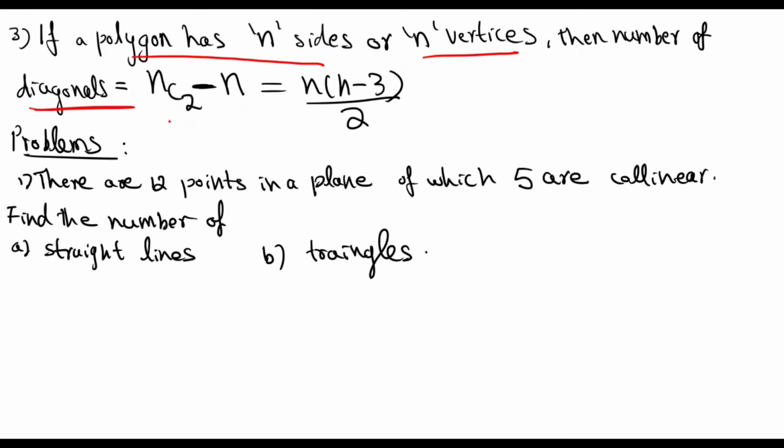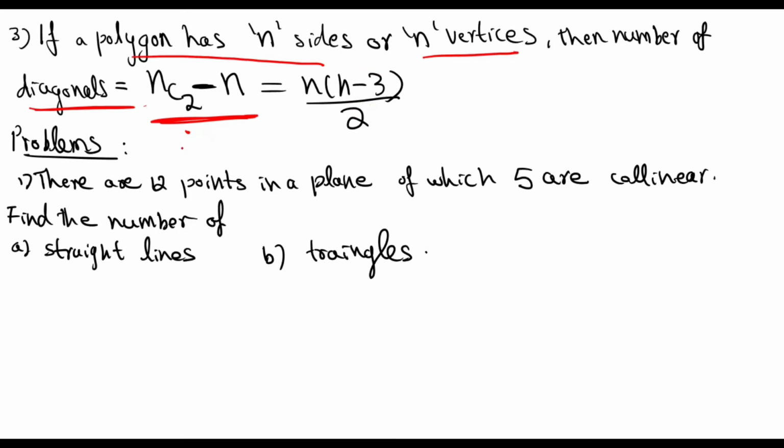For a diagonal we need at least 2 points, right? So the number of diagonals is equal to NC2 minus n, or you can write it as n into n minus 3 by 2. You can use any one of the formulas. If n sides are given and the question is to find the number of diagonals of a polygon, then use the formula NC2 minus n, or n into n minus 3 divided by 2. Remember these formulas. These three are very important formulas. From these three formulas they will ask a 1 mark question in your annual examination.